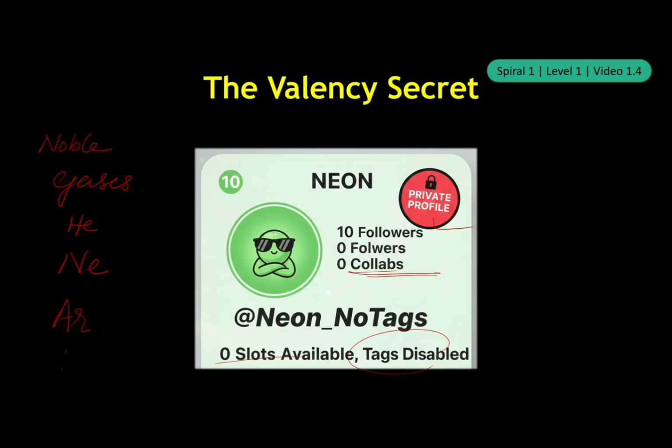You remember when we were discussing how atoms exist, we studied that atoms exist either in free state, or as molecules or as ions. The noble gases are exactly the ones that exist in free state. They are happy in their own world. They are not interested in collabing with anyone. They don't have any slots available, and they have even disabled their tags. So their valency is 0. They are like a private profile.